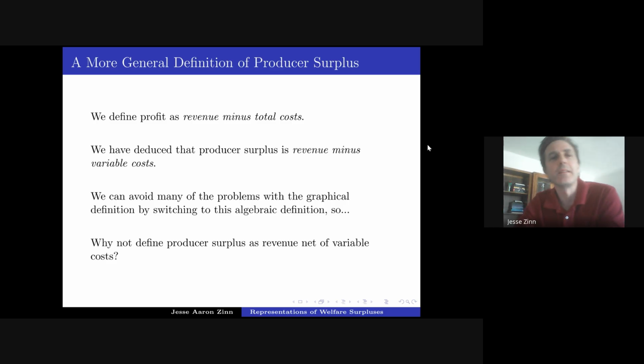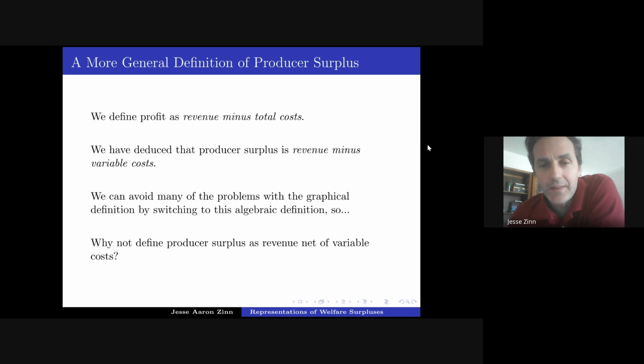Right. So again, I advocate for a more general definition of producer surplus. Define it as revenue minus variable cost, which is analogous to how we define profit as revenue minus total cost, right? The algebraic definition rather than a geometric definition, which doesn't always apply, like I said, in that instance where supply isn't defined for all positive quantities of output. So if we use that kind of definition, we can avoid many of the problems with the graphical definition by switching to this algebraic definition.